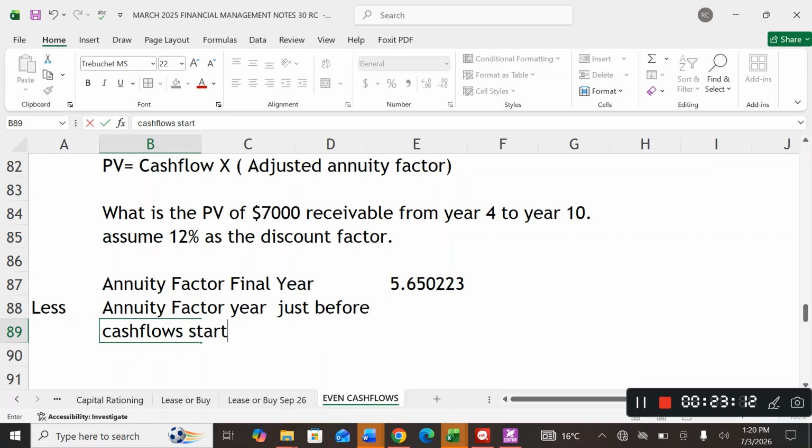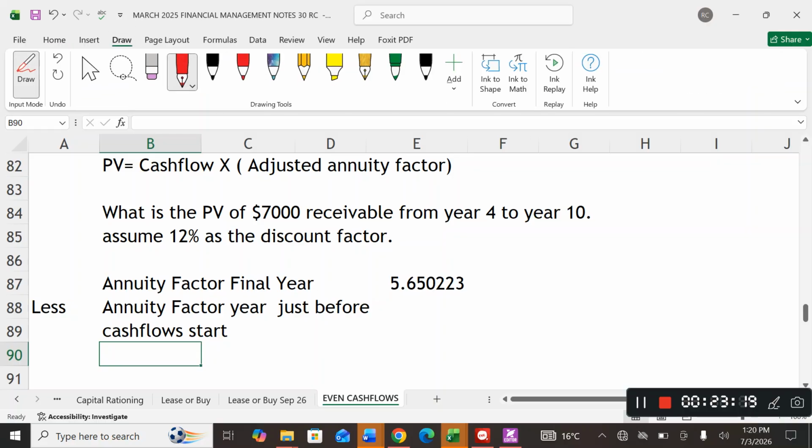So my cash flows started in year 4. Before year 4, I have year 3. So I have year 4 there. If I go back, there is year 3. So I'm going to adjust using year 3. From this, I have to remove the annuity factor for year 3 so that I am only left with the discount factors from year 4 to 10 only. So I'm going to adjust using that.